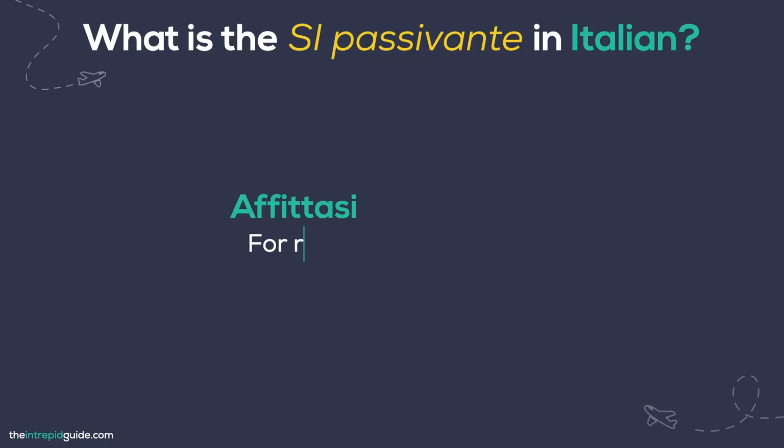In this lesson, you'll learn how the Si Passivante creates natural passive sentences, how to use it with simple and compound tenses, modal verbs and pronouns, and when to choose it over the standard passive voice. Here's a fun fact. Did you know that Italian ads like "Affittasi," for rent, or "Vendesi," for sale, are actually built with the Si Passivante? Stick around to learn how this fascinating shortcut works and how it can elevate your Italian.